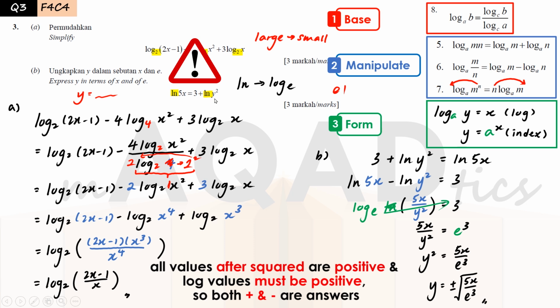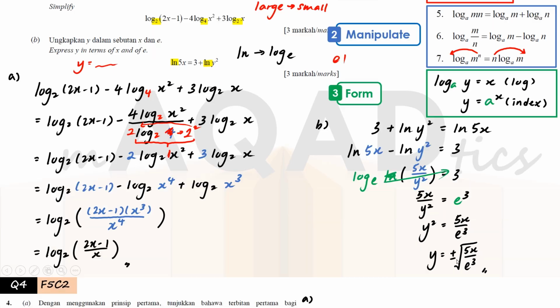So meaning negative and positive values will all become positive values. And for logarithm values, it must be positive, right? So since negative and positive are all becoming positive, then all the values here will be accepted, negative and positive wise. Alright, so this would be our answer, and make sure to have both positive and negative in your answer.